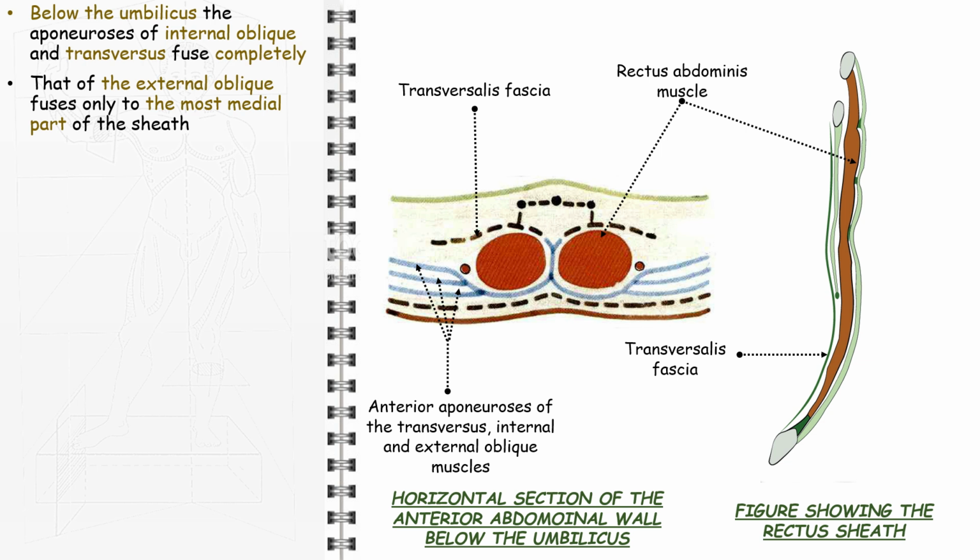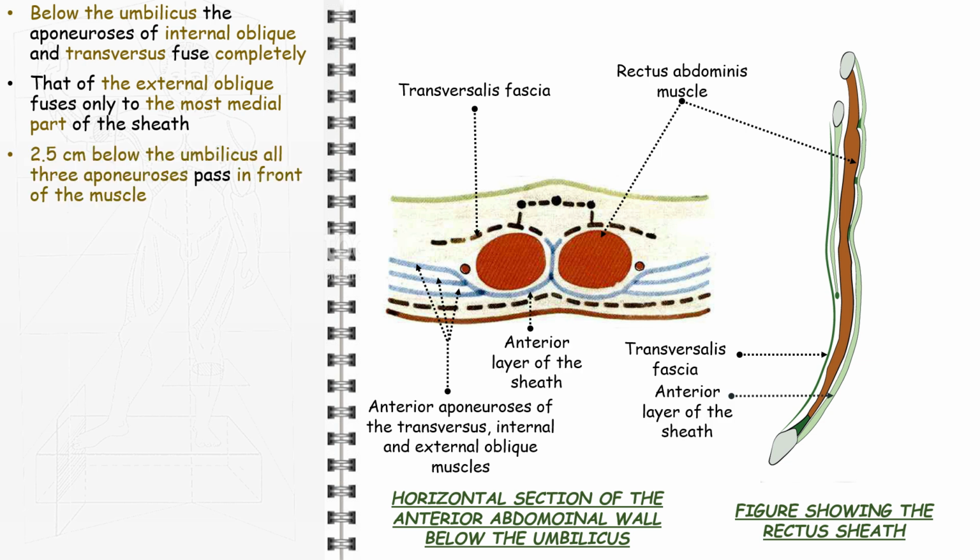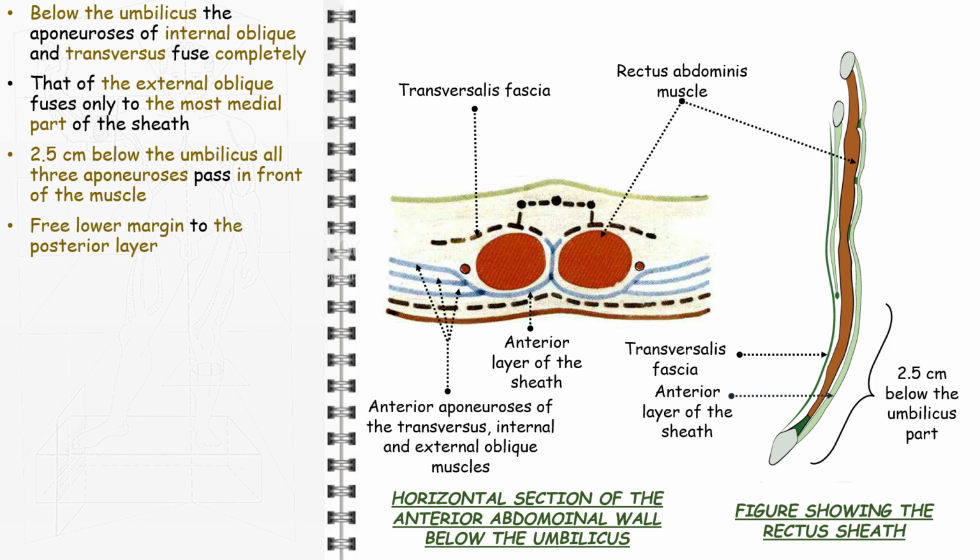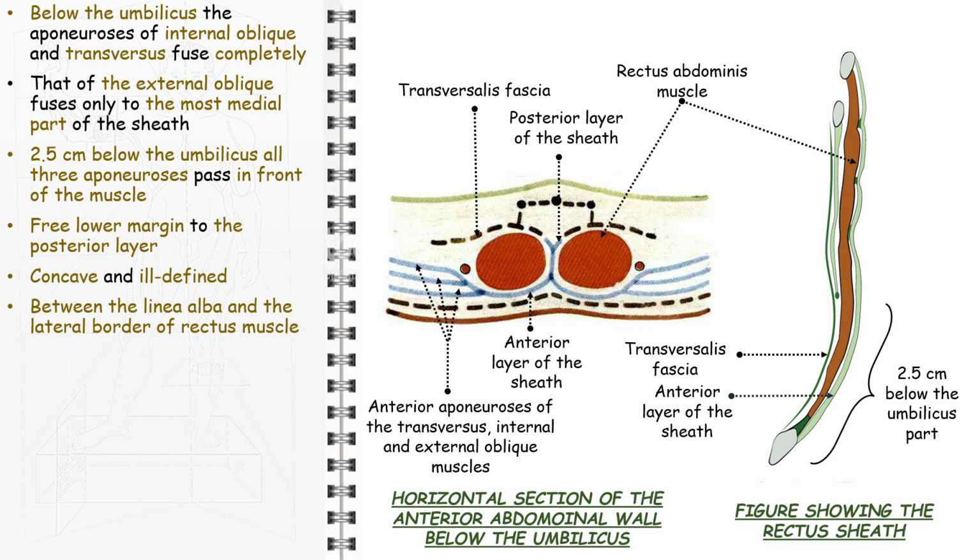2.5 cm below the umbilicus all three aponeuroses pass in front of the muscle. Behind the latter, they end forming a free lower margin, concave and ill-defined, joining the linea alba and the lateral border of rectus muscle, the arcuate line or the semicircular line of Douglas. It encloses the recti and pyramidalis muscles.